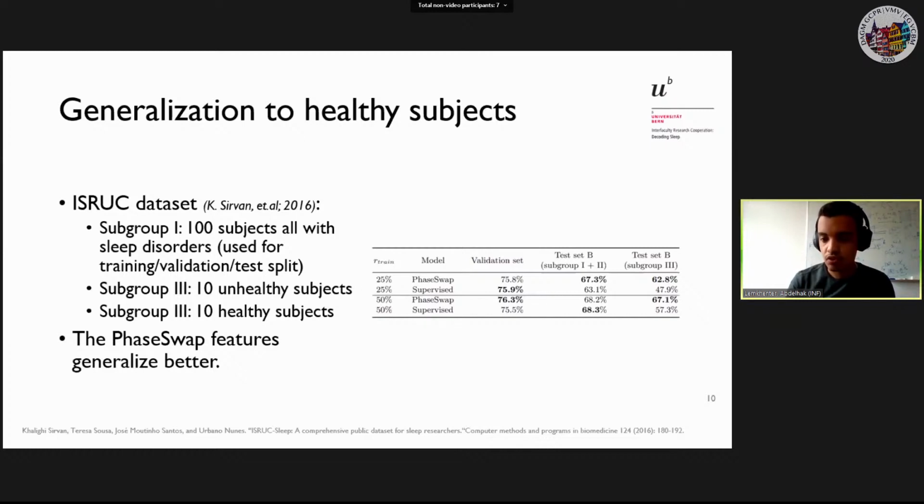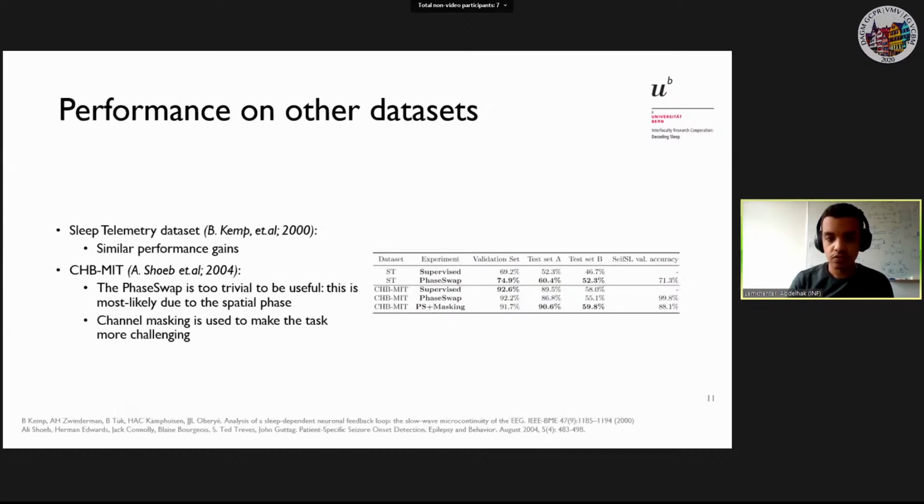We get a slight improvement in terms of balanced accuracy. However, we get an even bigger improvement on subgroup 3 because the supervised baseline, or at least our main hypothesis, is that the supervised baseline has learned features that are too specific to the sleep disorders that are present in the training set, whereas the phase swap pre-train allows it to learn more general purpose features.